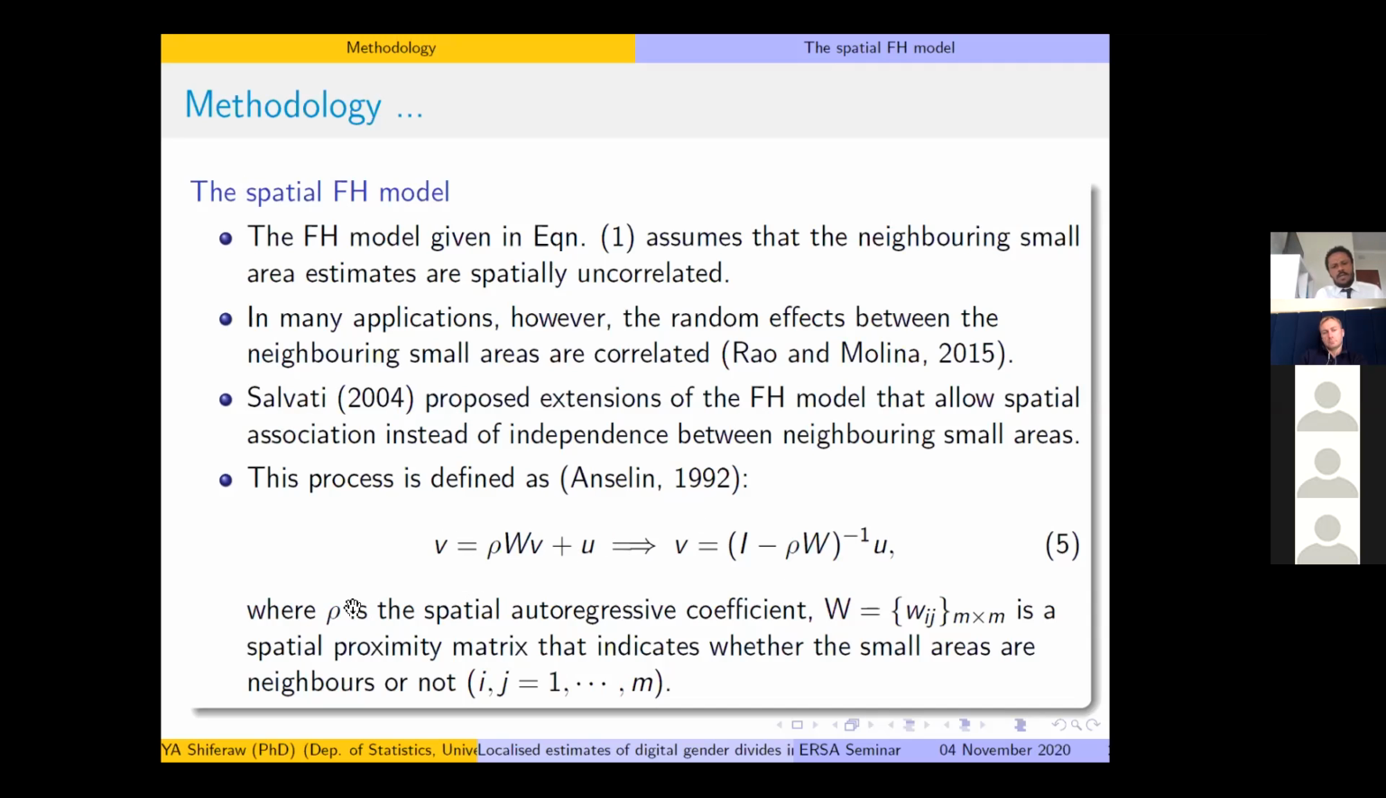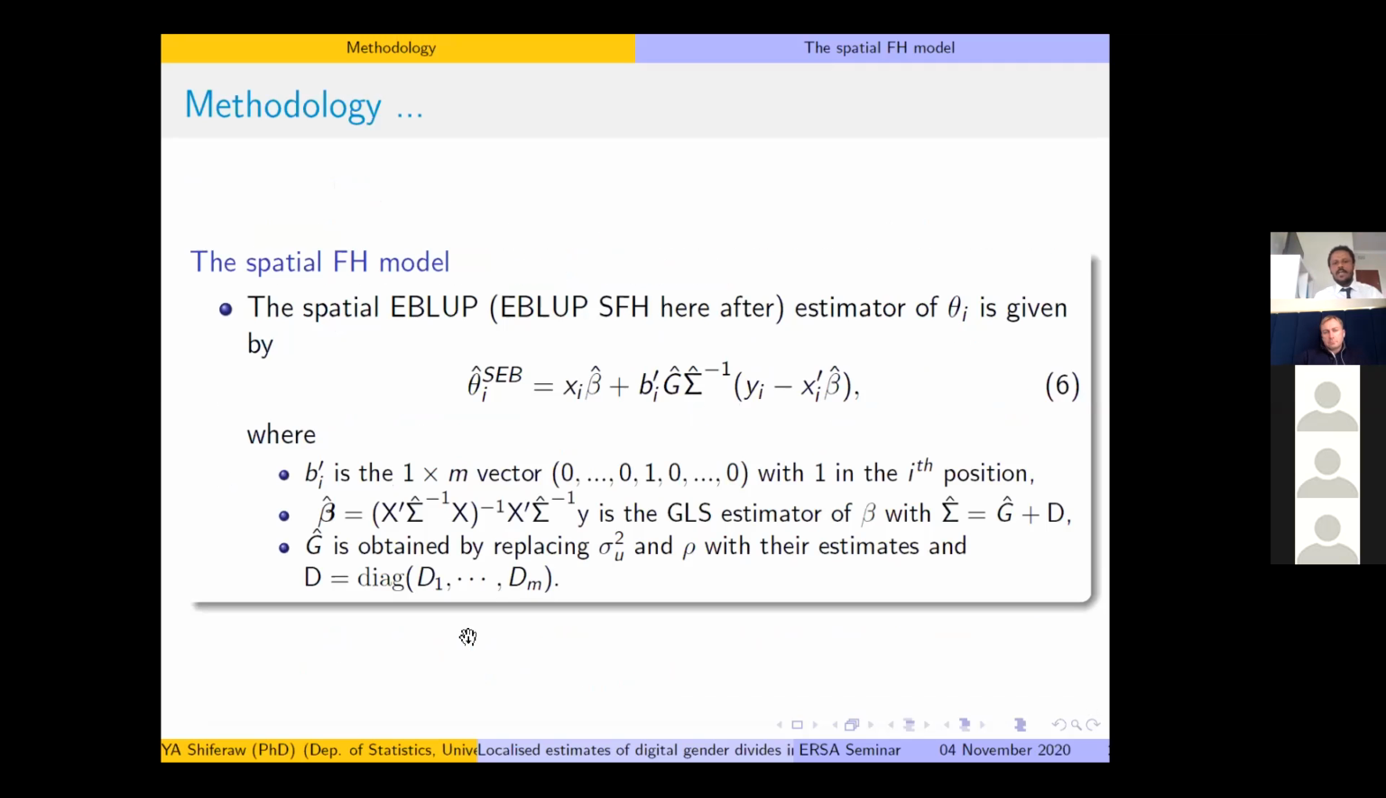Rho is a spatial autoregressive coefficient. W is a spatial proximity matrix. I have 214 local municipalities, so I have a 214 by 214 spatial proximity matrix, which indicates whether the small areas are neighbors or not. So this is a spatial empirical best linear unbiased predictor based on the spatial Fay-Herriot model.